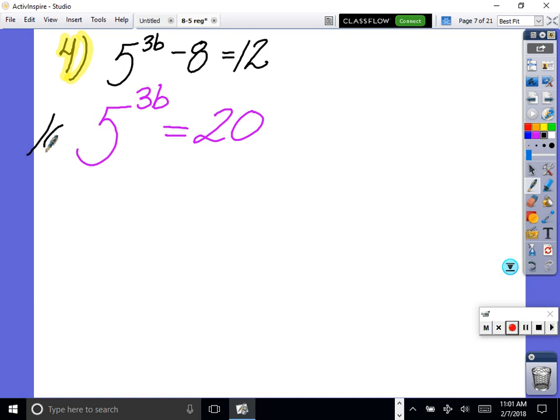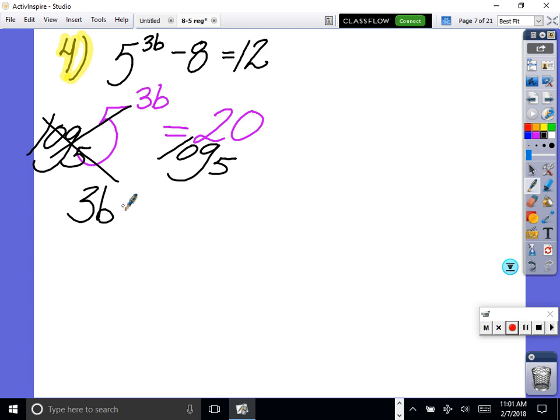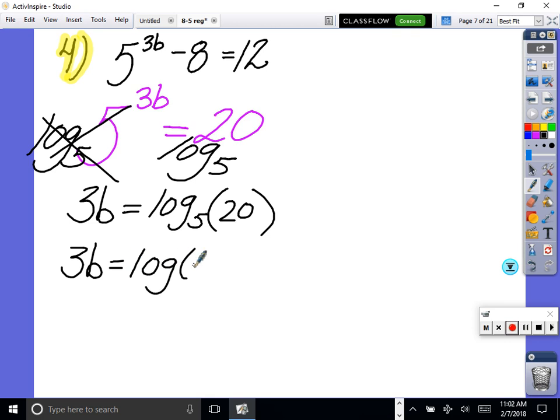Log base 5 both sides to undo base 5. Log base 5 and base 5 cancel out, dropping down 3b. 3b equals, now what we have right now is log base 5 of 20. Don't we need to change your base formula? So one more time, we have 3b is equal to log of 20 divided by log of 5, and then we have one more step to get b alone.